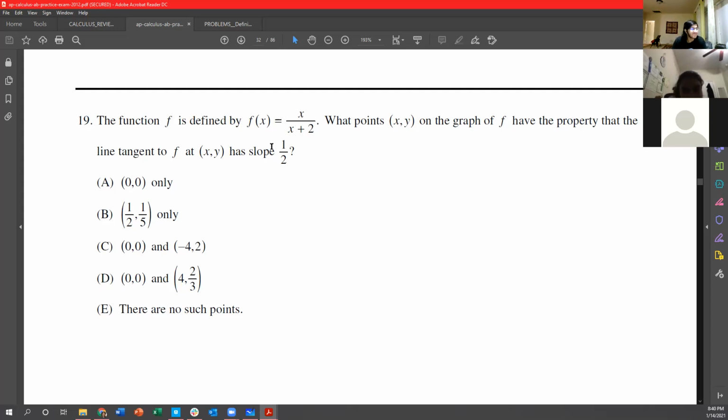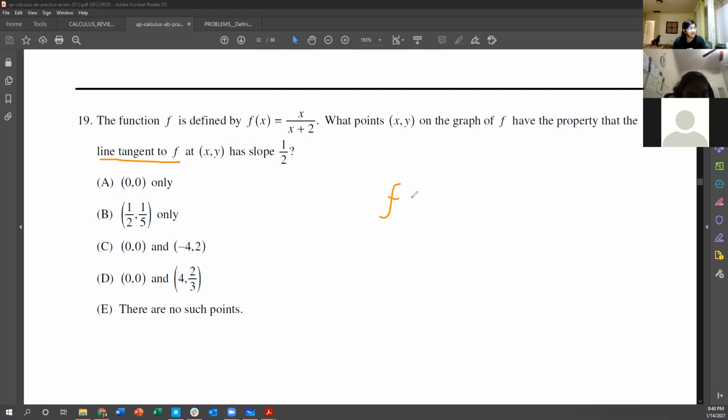Function f is defined by f(x) = x over x plus 2. At what points (x, y) on the graph of f does the line tangent to f have slope 1/2? Okay, so the line tangent to f means the derivative, right? So what is f prime? In the bottom we have (x plus 2) quantity squared, so we would have low d high minus high d low over low low.